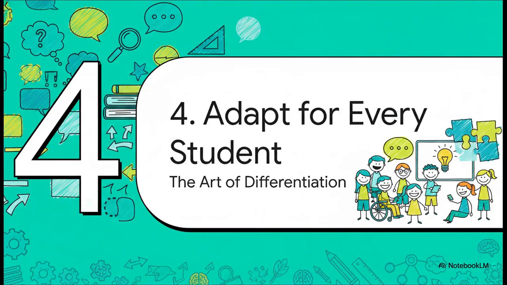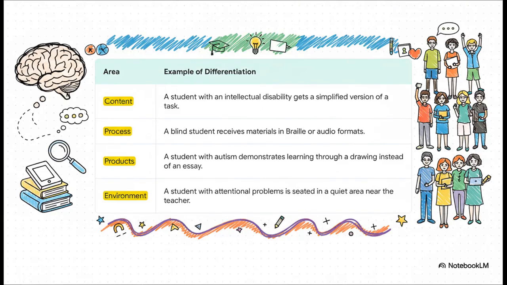So having a great framework like that is one thing, but let's be real. The true art of inclusive teaching is being able to adapt that framework for the unique needs of every single student in your room. And this is where differentiation comes into play. You can differentiate your instruction in 4 main ways. You can change the content, what the student is expected to learn. You can change the process, how the student learns it, like using Braille or maybe an audiobook.